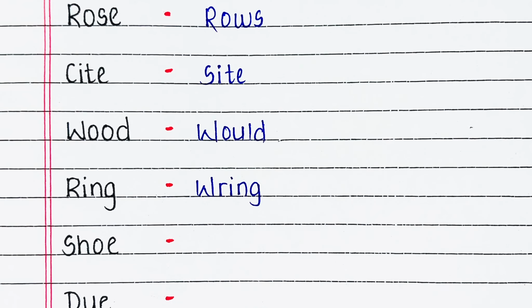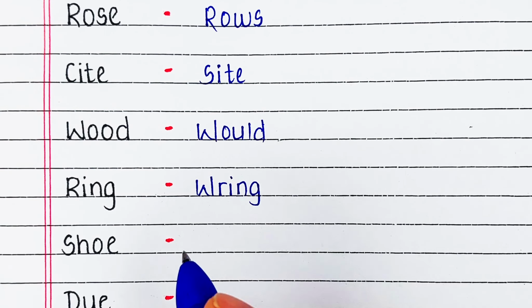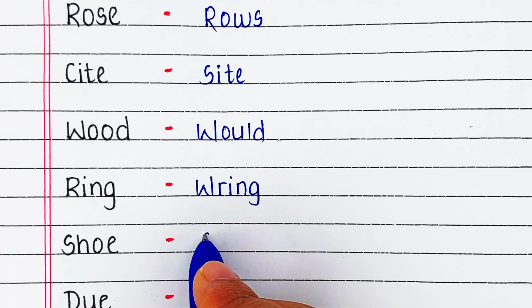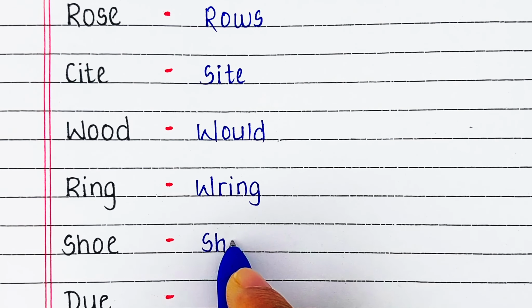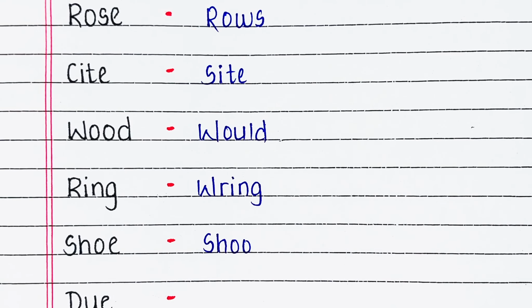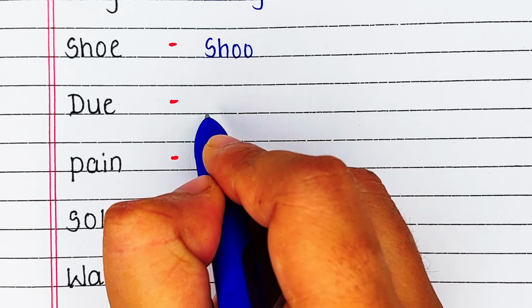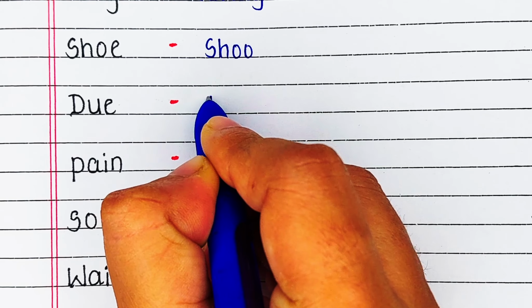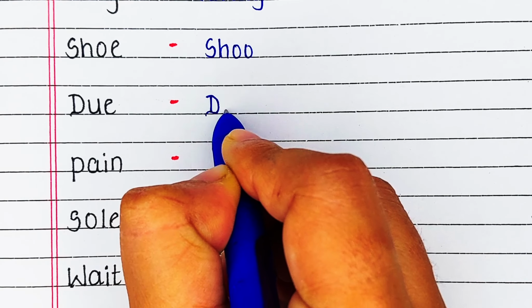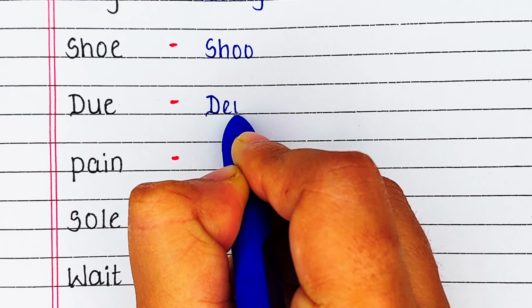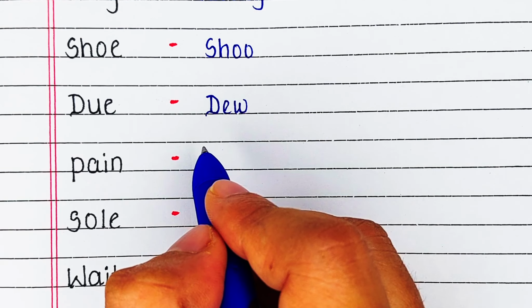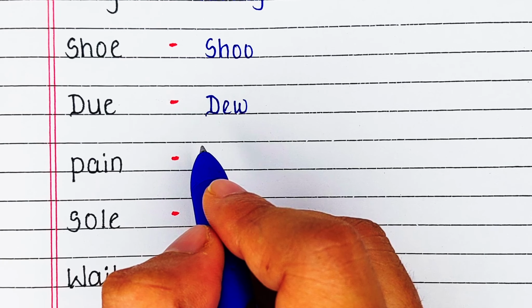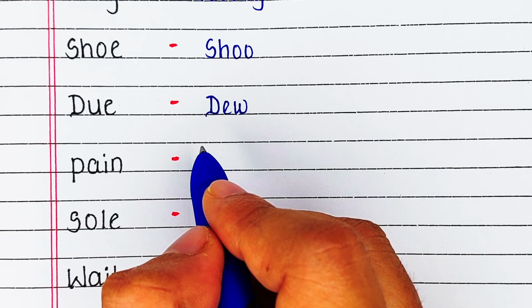Next pair of confusing words, shoe. SHOE means the covering for your feet, whereas SHOO means to make somebody go away. Next pair of confusing words, due. DUE means something that is expected, whereas DEW means small water droplets formed due to condensation.